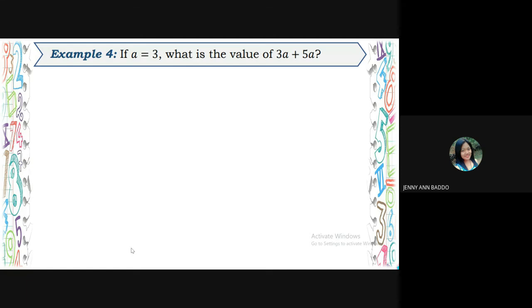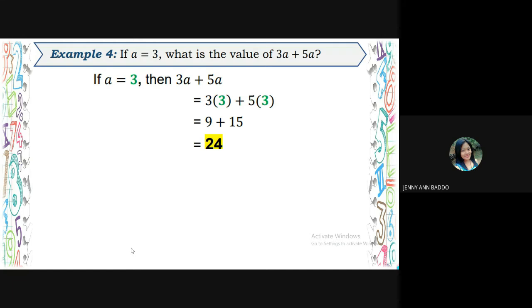Another example. If a equals 3, what is the value of 3a plus 5a? So again, we have to substitute. From 3a plus 5a, we have 3 times 3 plus 5 times a, which is 3. Simplifying, we have 3 times 3, that's 9. 5 times 3 is 15. So 9 plus 15 is 24.